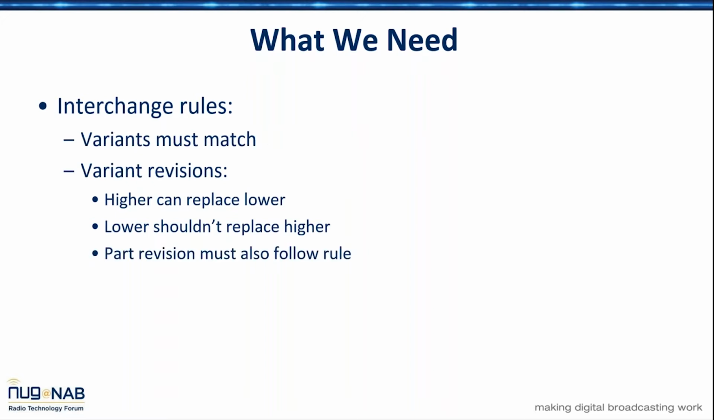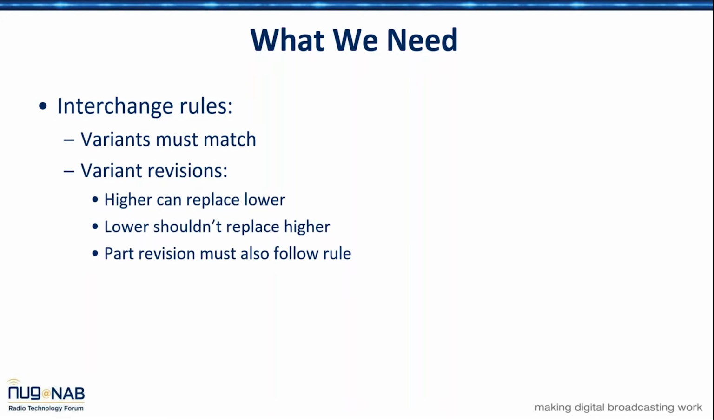For the variants, these absolutely have to match. So if you have a /03, it has to be a /03. There's really no exceptions to that one. The variant revisions follow the same kind of rule. So a B can replace an A, D can replace an A, anything higher can replace lower, but lower shouldn't replace higher. And the part revision also still has to follow its rules.